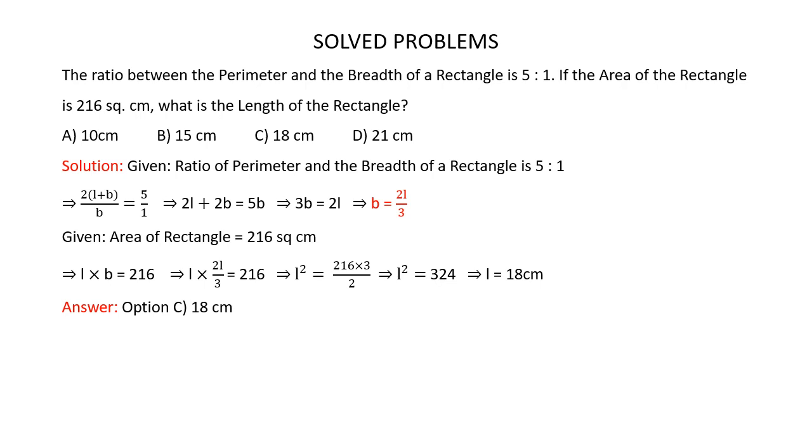Now it's given that area of the rectangle is 216 square centimeters. We know that area of the rectangle is equal to L multiplied by B. So L multiplied by B is equal to 216. Now we know the value of B as 2L by 3. Now substituting the value of B in this equation, we get L multiplied by 2L by 3 is equal to 216. On solving this equation, we get L is equal to 18 centimeters, which means length of the rectangle is 18 centimeters. The correct answer is option C, 18 centimeters.